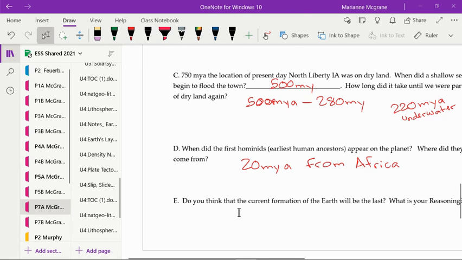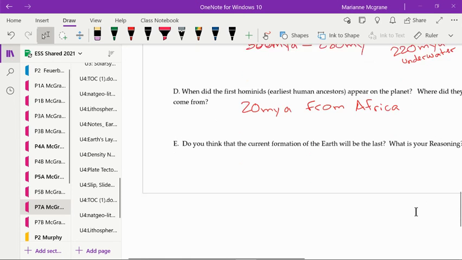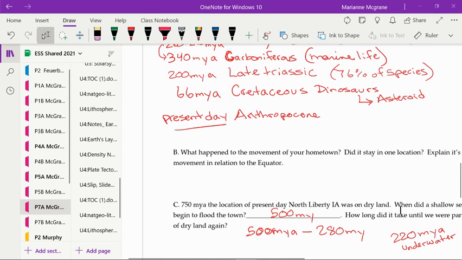All right. Do you think that the current formation of the Earth will be the last? What is your reasoning? This is going to be private to you. And then what happened to the movement of your hometown? Did it stay in one location? The easy answer here is no, it did not. But I want you to explain its movement in relation to the equator. When was it closest to the equator? When did it start moving away from the equator? That's what I want you to work on.